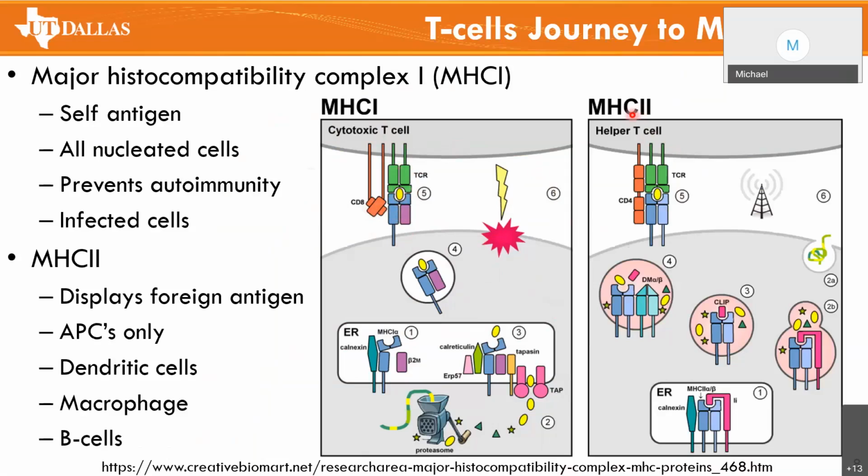MHC2 molecules are only on antigen-presenting cells, for example, dendritic cells, macrophages, and B cells. When these antigen-presenting cells endocytose a virus, they will then reduce it into smaller peptides with proteases. It will then merge with an MHC2 and attach itself to the surface of the MHC2. If you find the correct helper T cell that can bind to this antigen of the virus with CD4, it activates the helper T cell. And now you have mature helper and cytotoxic T cells.